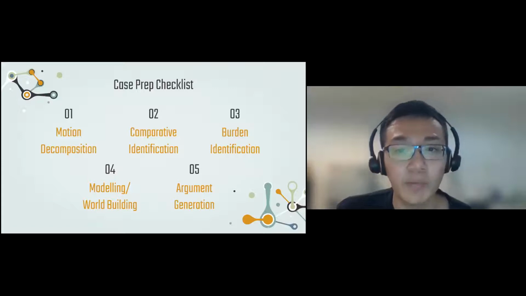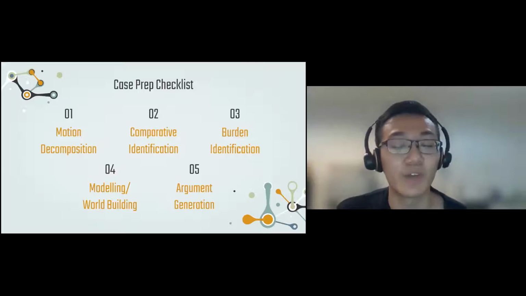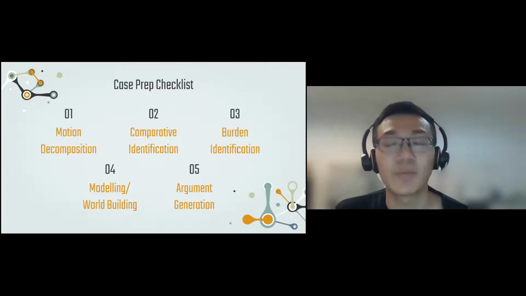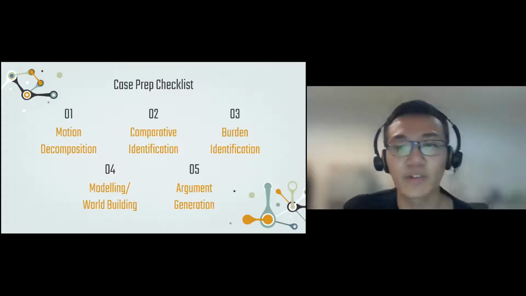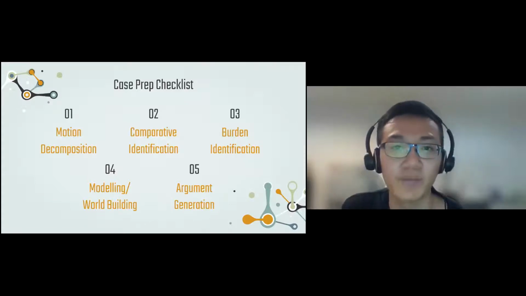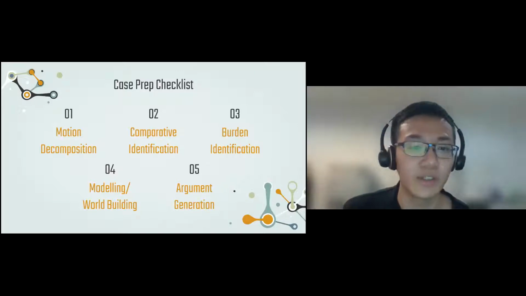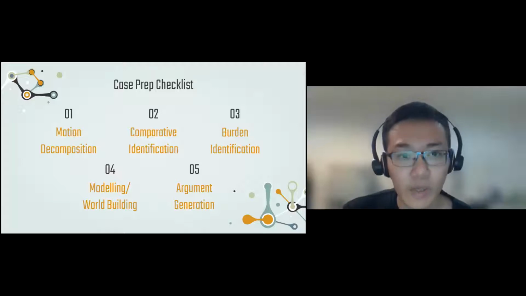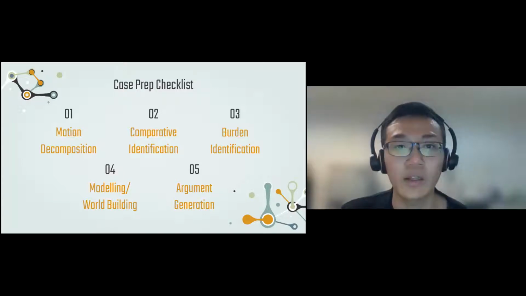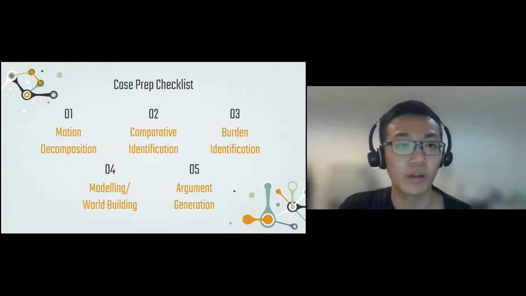There are 5 parts to case construction. You don't have to do them in order. Personally, I mix up the order depending on what I'm doing or how I'm feeling at the time. But these are things that need to be done, in whichever order, in your case prep. The first thing we're going to look at is motion decomposition. It's essentially where we break down the words in the motion to identify what the context of the debate is and what the problem of the debate to be solved is.